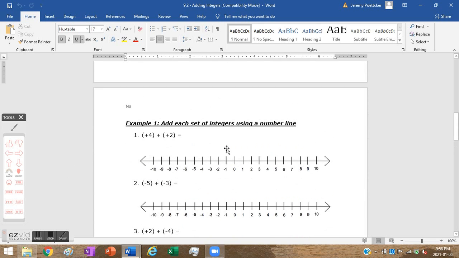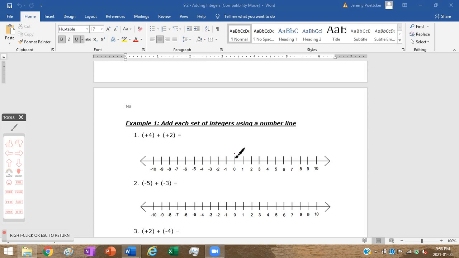So on a horizontal number line, a positive integer means that the arrow is going to go to the right. A negative integer, arrow is going to go to the left. So let's take a look here. So positive 4 plus positive 2. Now, I know you can tell me without really thinking that this is positive 6, but let's look at how this looks on our number line.